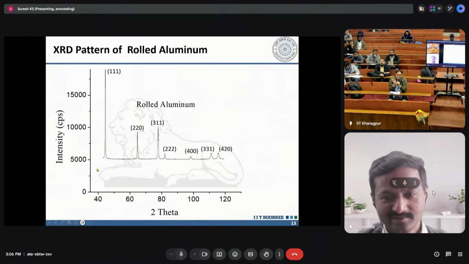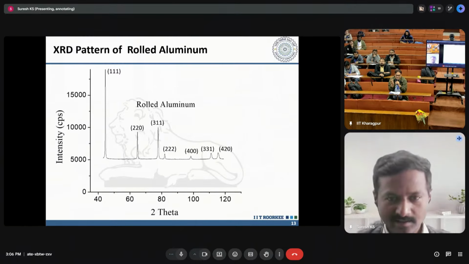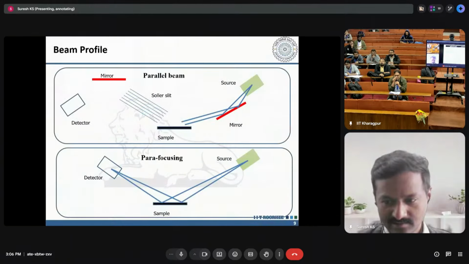Sir, if I can ask another question, can you please go to slide number 9? There we see the diffracted beams in the upper figure. The diffracted beams are parallel. How is the mirror making it convergent?